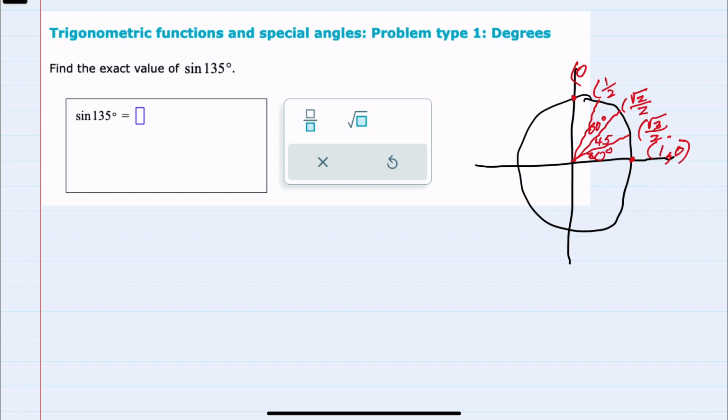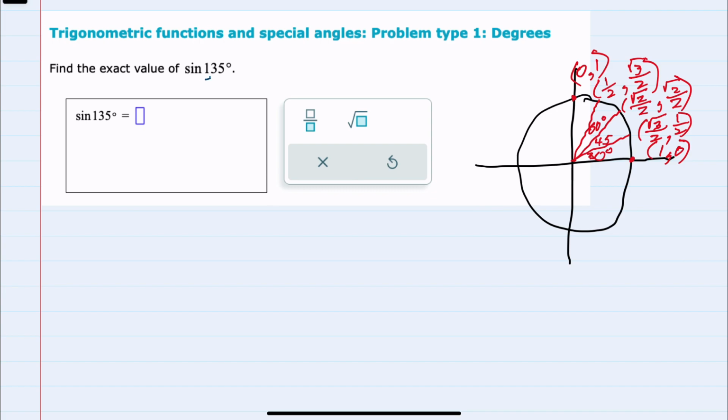And then for these sines, I had 0, which is the square root of 0 over 2, next the square root of 1 over 2, the square root of 2 over 2, the square root of 3 over 2, and then the square root of 4 over 2 is just 1. So with this first quadrant mapped out, I can now look at this example.